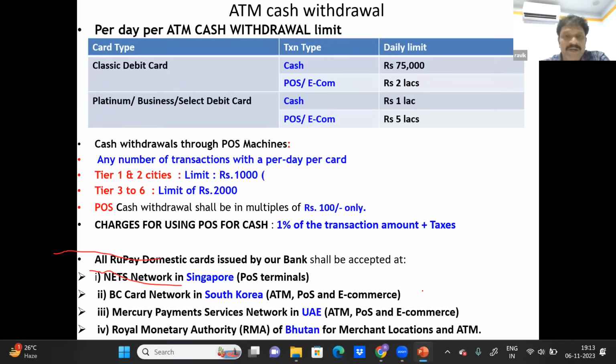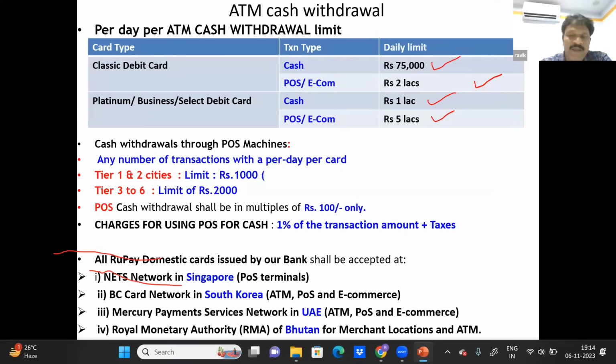Now come to debit card limits. Now everybody knows classic card, it is 75,000 rupees, and RuPay Platinum Business Select Card is 1 lakh. What we know is classic and platinum, classic is 75, platinum is 1 lakh, no problem. But business and select also will have the same weightage of platinum card. Then comes to POS and e-commerce, very important. Classic card, it is permitted only 2 lakhs. Whereas your RuPay card and all 5 lakhs.